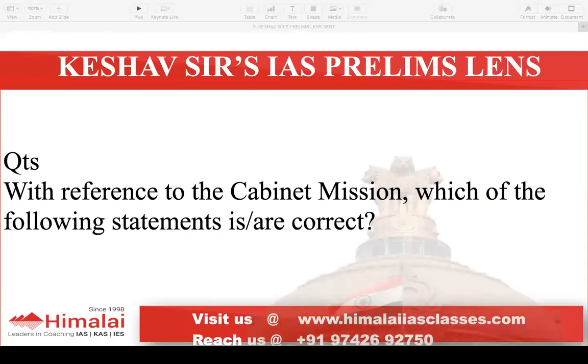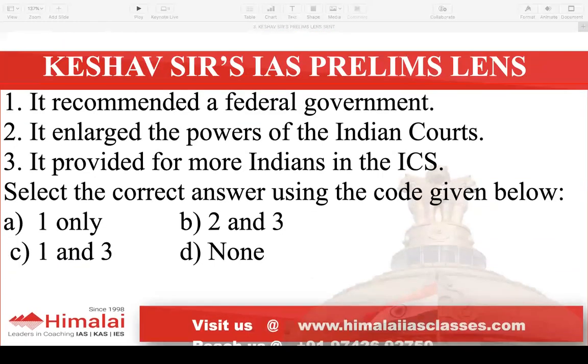Next question. With reference to the Cabinet Mission, which of the following statements are correct? 1, it recommended a federal government. 2, it enlarged the powers of the Indian courts. 3, it provided for more Indians in the ICS, that is Indian Civil Services. Select the correct answer using the code below. A, 1 only, B, 2 and 3 only, C, 1 and 3 only, D, none.